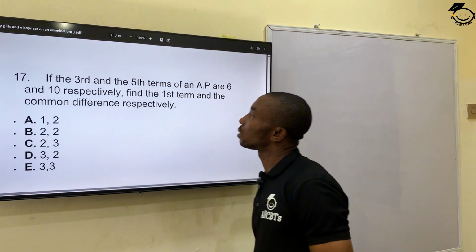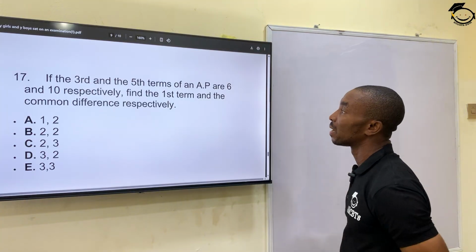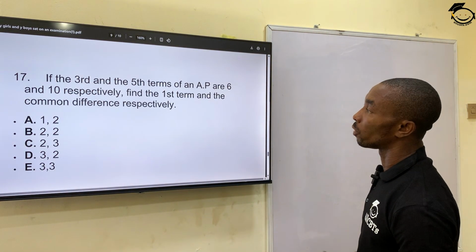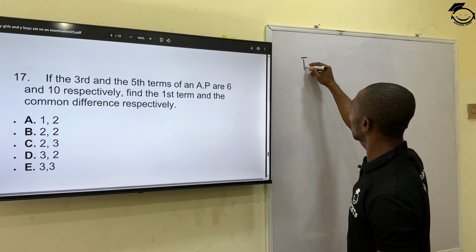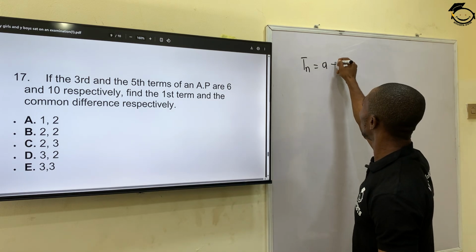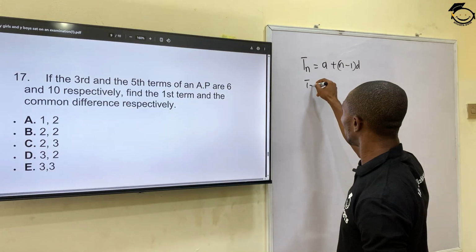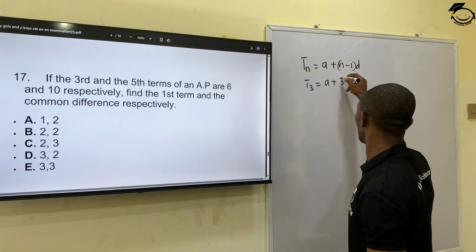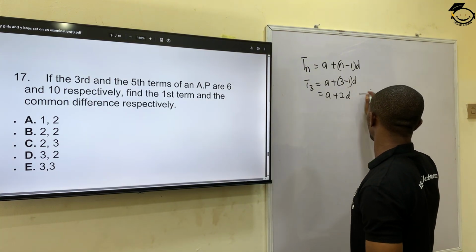If the third and the fifth term of an AP are 6 and 10 respectively, find the first term and the common difference respectively. Now we have T3. First of all, we know that Tn equals a plus (n minus 1)d. So for T3 will become a plus (3 minus 1)d, which will give us a plus 2d. Let's call this our equation 1.